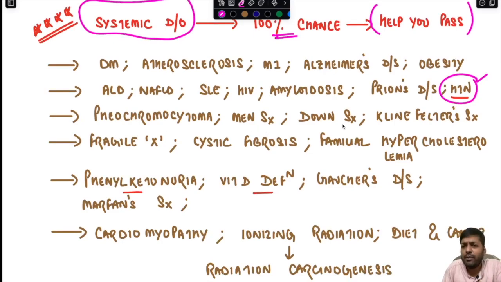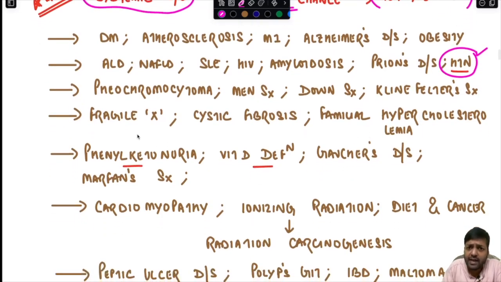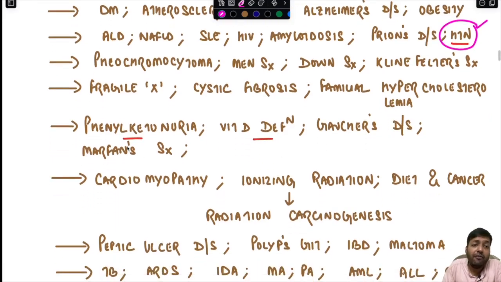Pheochromocytoma, MEN syndrome, Down syndrome, Klinefelter syndrome, Fragile X syndrome, cystic fibrosis, familial hypercholesterolemia, phenylketonuria. Okay, this was not mentioned. This has been asked in the exam. Vitamin D deficiency. Again, these two topics which have been underlined, marked in red, have been missed, so please take note of this: phenylketonuria and vitamin D deficiency.